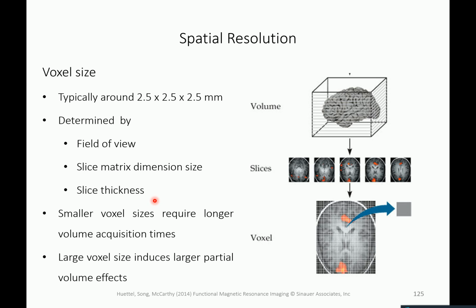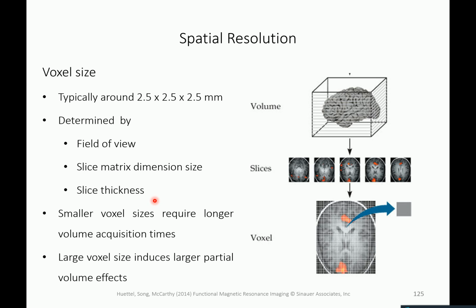So on the one hand, if you want to go to smaller voxels, you need more time, which means that your temporal resolution is going down. If you use larger voxels, then of course what you induce are larger, what are called partial volume effects, which essentially just means that within one imaging unit of a voxel you have multiple tissue compartments which have different properties.